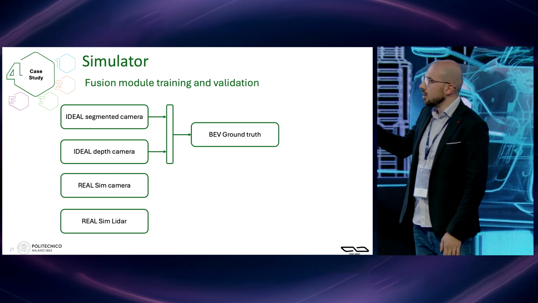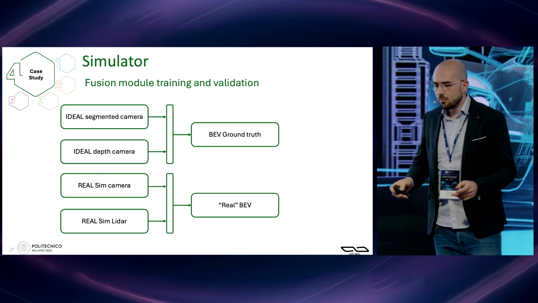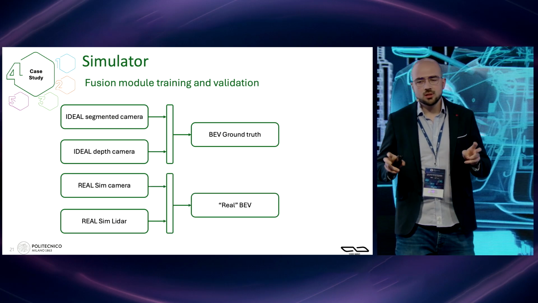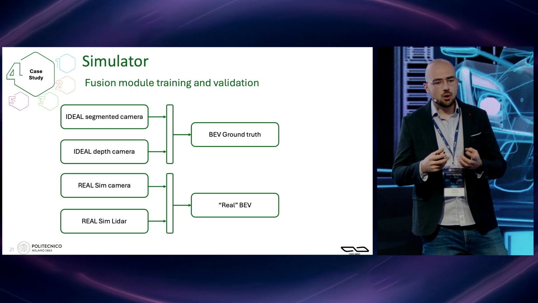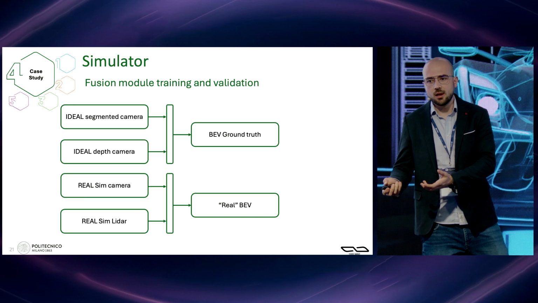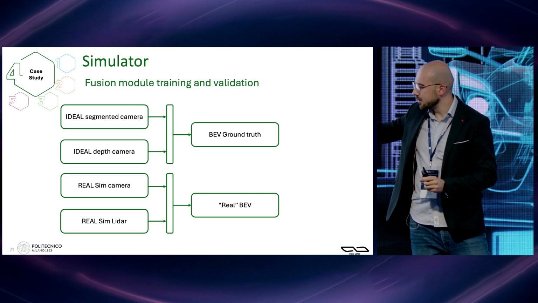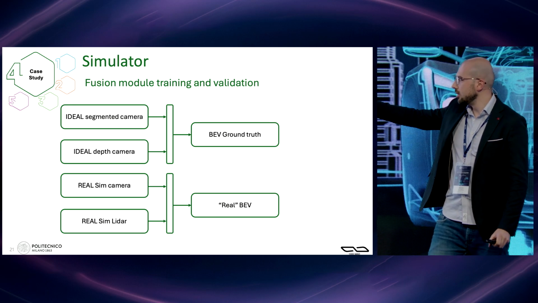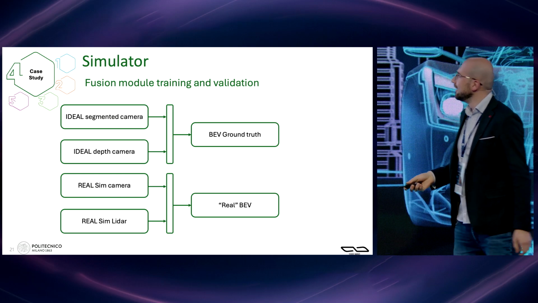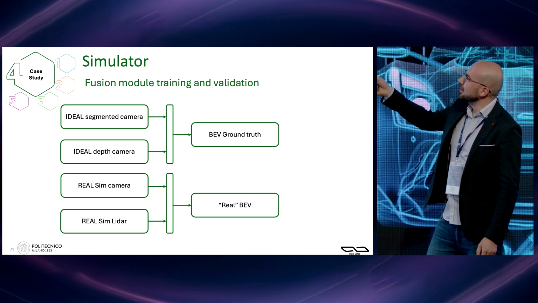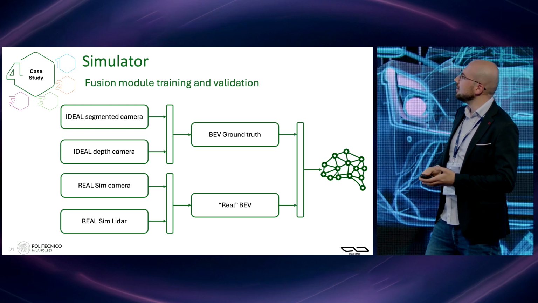And then we use the real camera of the simulation and the real LiDAR that can produce the so-called real BEV, the data that we can obtain similar to the one that we can obtain from the car. So the simulated car can produce the so-called real BEV. I know it's something complex with the naming, but it's the best I can do. And the other one is the ground truth. Combined together, we can train the neural network.